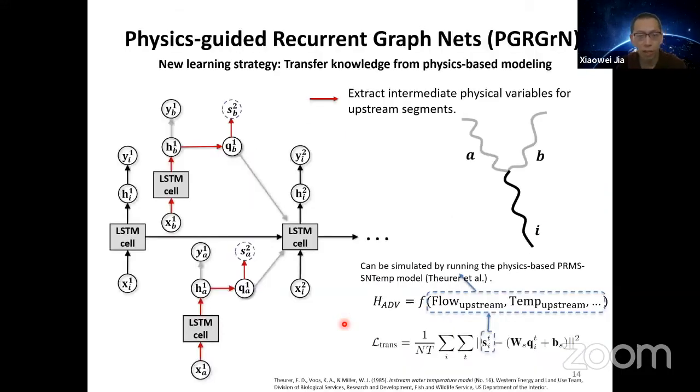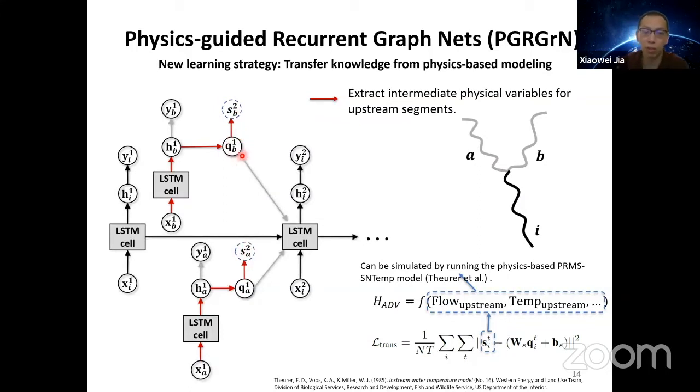And to model this relationship, we propose a new loss function. Basically, this loss function is used to guarantee that we can extract this set of intermediate physical variables from our hidden variables QA and QB. Here we represent these intermediate physical variables using the symbols SA and SB. By minimizing this loss function, we can guarantee that we can extract SA and SB from our previous hidden variables QA and QB.